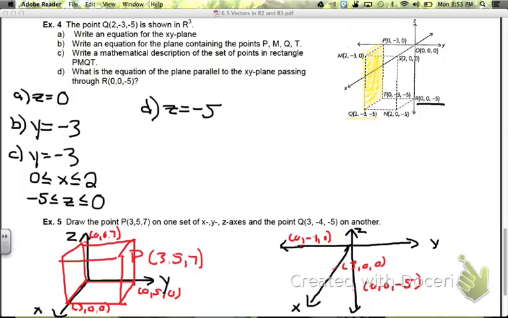Now, to get to my point Q, I know I need to move out 3 on my x-axis. Now I need to move left -4. And then I need to move down -5. So that point there, I'm going to move down, and that point here is going to be my Q, which is at 3, -4, -5.